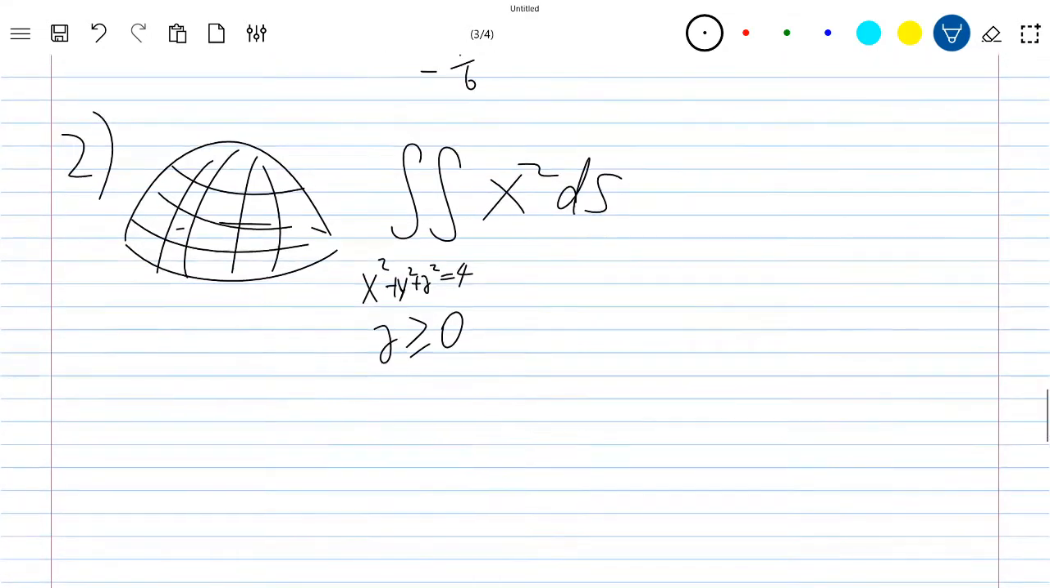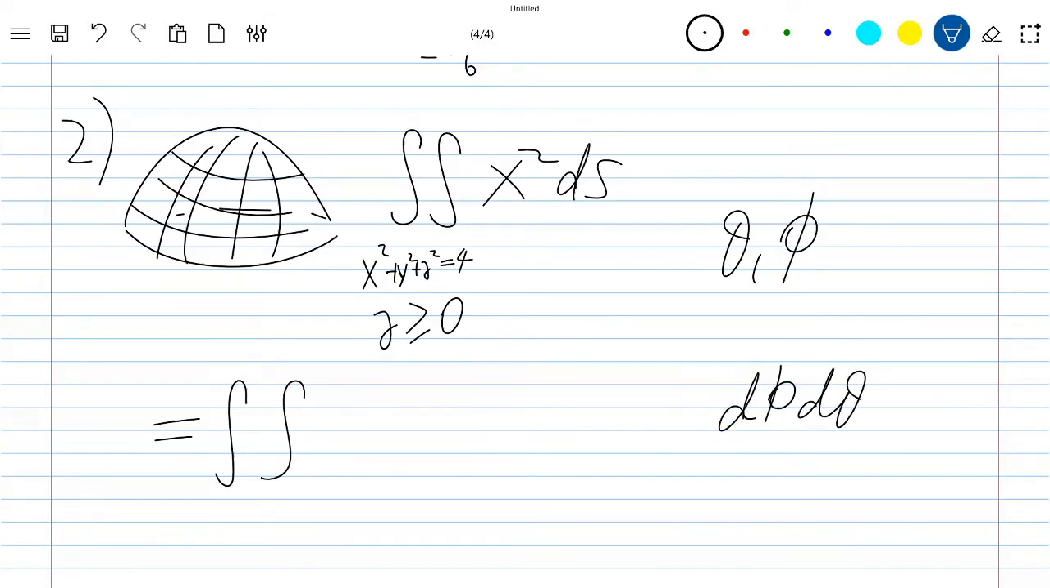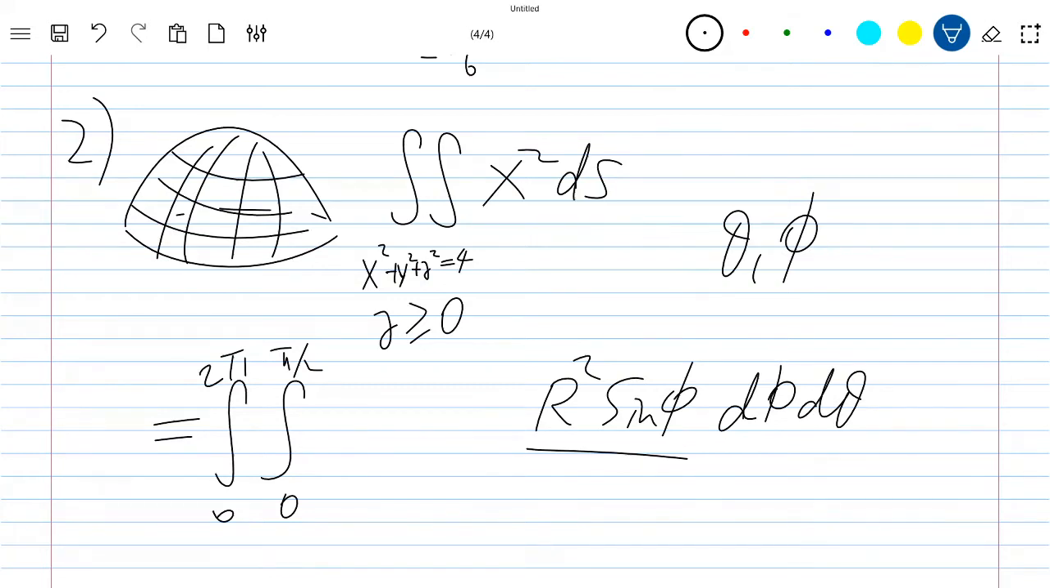of x squared. Since it's a sphere, we should use spherical coordinates, well, in this case, not really spherical, it's just a theta and a phi, and no r, because r is fixed. The limits are pretty easy. Theta is from 0 to 2 pi, phi is from 0 to pi over 2, right, because only the upper half. And do you remember this thing here? R squared sine phi. It's just the 3D thing without the r.